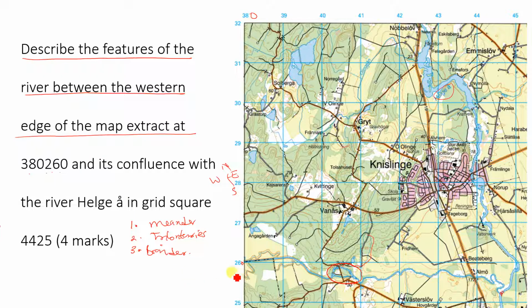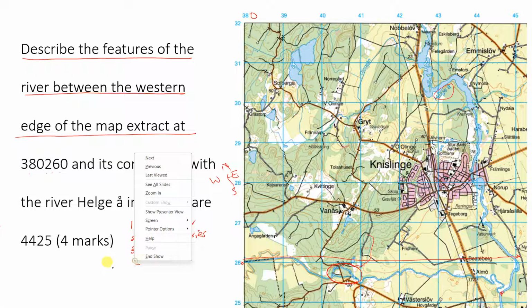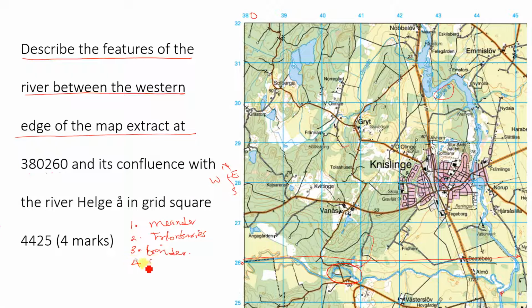Direction of flow, always remember. Now, this river is moving from here and is going to join this other one. So it's moving eastward. So the river flows east. Check again. Here there is a bridge. So obviously 5. You also have a bridge where the road crosses.